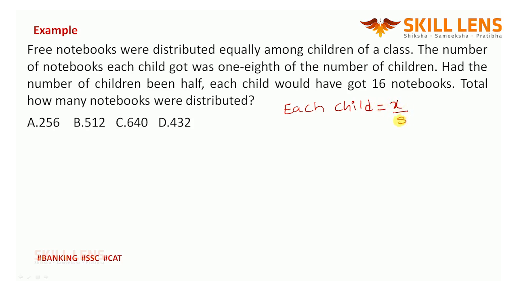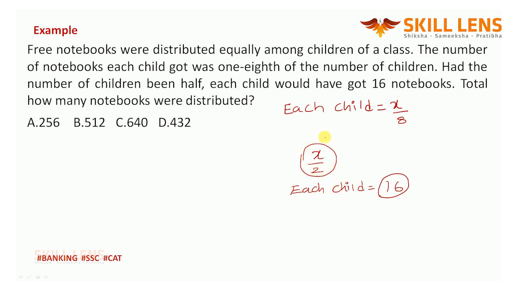X by 8 books, right? What happened in the second case? If the number of children had been half, now each child is getting how many books? 16 books. Why are they getting 16 books? Because the number of children got half.